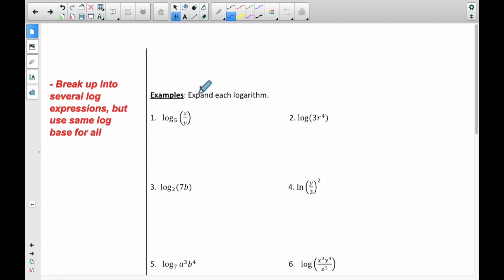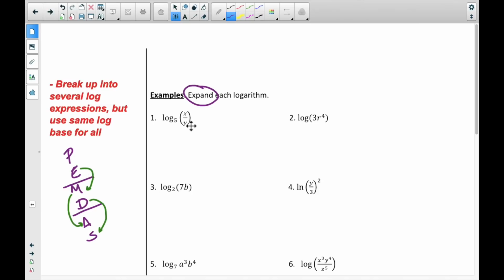So again, the word expand means to make it longer. What that means is you're going to break up this log into several log expressions, but use the same log base for all of them. In other words, the question just has one log in it. Our final answer is going to have a couple of logs in it. All right, well, let's remember how to do this. So remember, we're going to use the PEMDAS format. That's how I remember it. And remember how to do this.